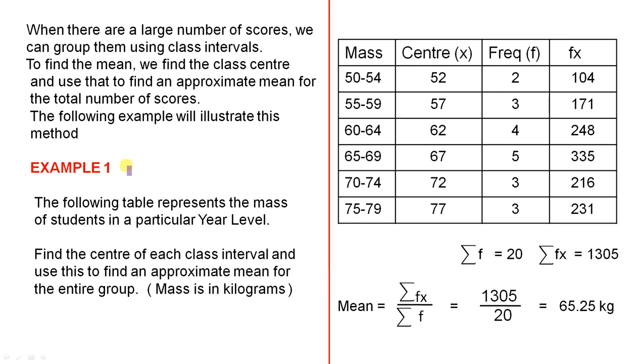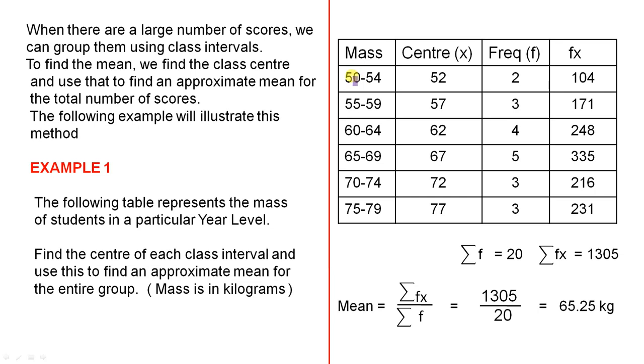So let's look at example 1. The following table represents the mass of students in a particular year level. Find the center of each class interval and use this to find an approximate mean for the entire group. The mass is in kilograms.